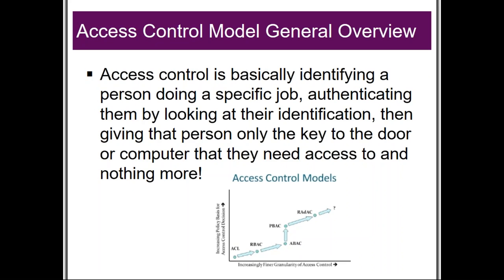Before I get into break glass and how we can use it for access control, let's just take a quick look at access control, or the access control model, in general. All right, so as I have here, access control is basically identifying a person doing a specific job. Now I'll get more into that later. Authenticating that person by looking at their identification and then giving that person only the key to the door or the computer that they need access to and nothing more. So keep that in mind as I go through this presentation.